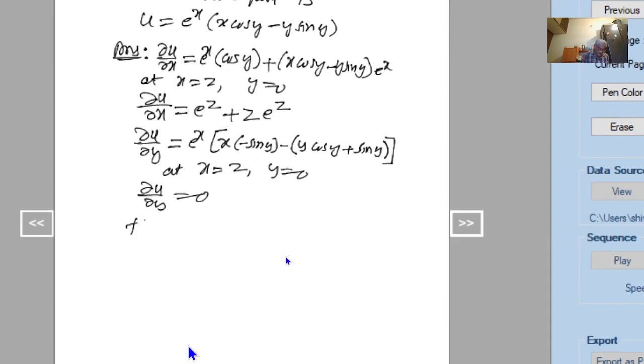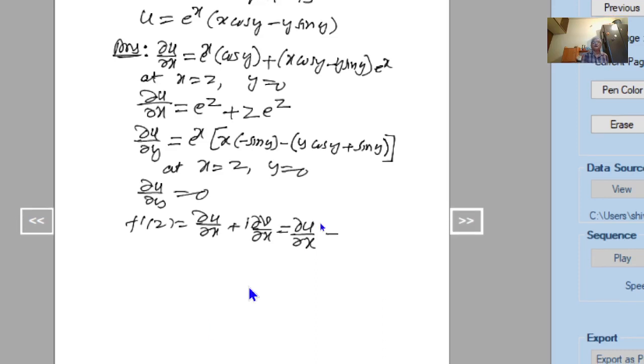Now f dash of z is equal to dou u by dou x plus i into dou v by dou x. This is equal to dou u by dou x. See here, dou v by dou x can be written as minus dou u by dou y. That's minus i into dou u by dou y. That is f dash of z is equal to dou u by dou x. Dou u by dou x is e raised to z plus z into e raised to z. And dou u by dou y equal to 0. Therefore, this term becomes 0. Just integrating this.